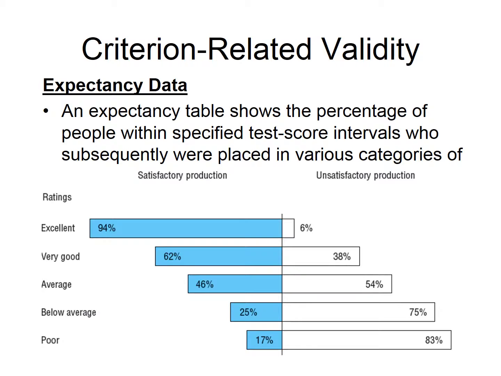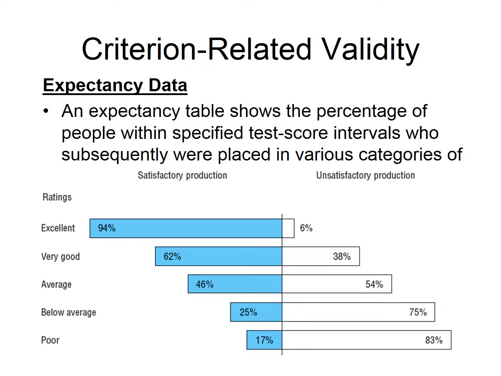Those people that are rated excellent, 94% of them actually were decent at their job. Only 6% weren't. The people that were average was about a 50-50 shot. And the people that were rated poorly, only 17% of those people actually performed well. 83% performed poorly. This would again be solid evidence of criterion-related validity, specifically predictive validity.